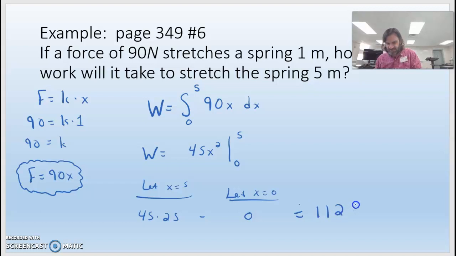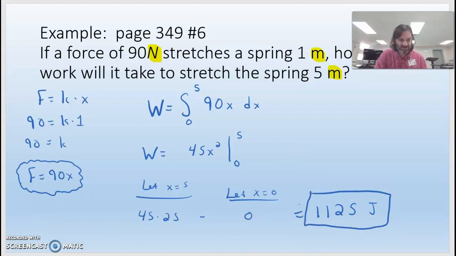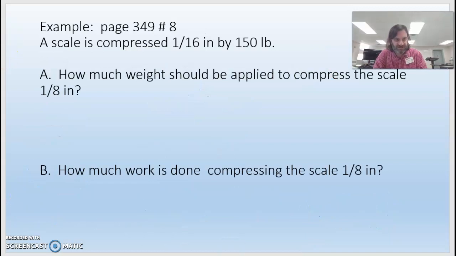1125 joules. So the force was in newtons, and the length was in meters, so a newton meter is the joule. So the work done to stretch this spring is 1125 joules. Alright, so let's try a different one.